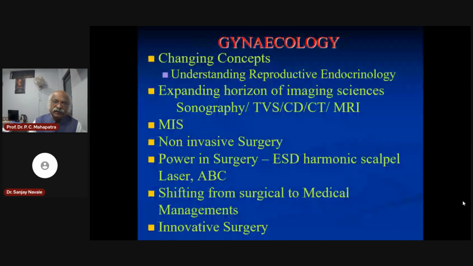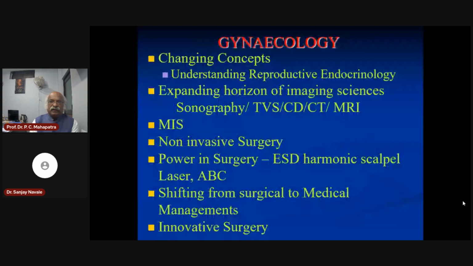This is very important. And the diagnosis of uterine and adnexal lesions by transvaginal sonography is absolutely essential. Though it has limitations in unmarried girls, and in some cases where the patient is not very comfortable, otherwise TVS gives a lot of information. Sonography, expanding horizon of imaging sciences: Color Doppler, CT, MRI, all these are important.